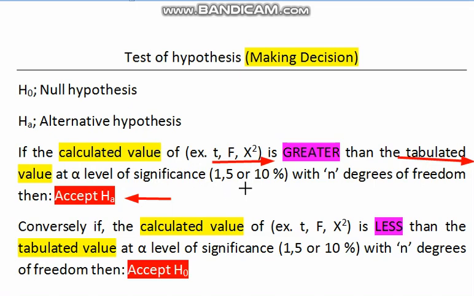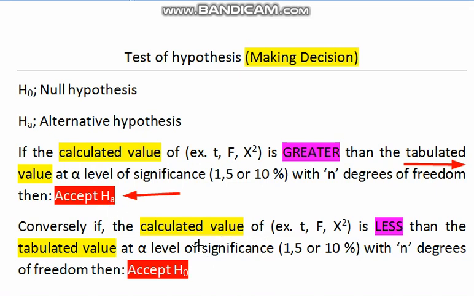Normally in statistics, of course, we have 1, 5, and 10 percent. So if it is at the alpha level of significance with n degrees of freedom, then we accept the alternative hypothesis. The tabulated value means we already have a pre-calculated value for any type of test, whether t or chi-square, at a given level of significance, 1, 5, or 10, and the given degrees of freedom. So calculated greater than tabulated means we accept the alternative hypothesis, or HA.